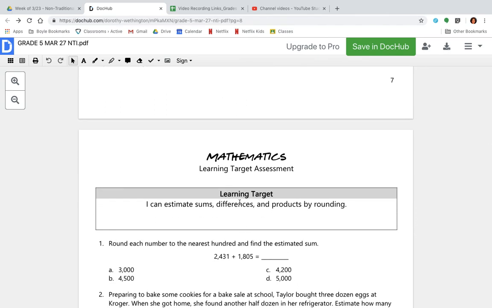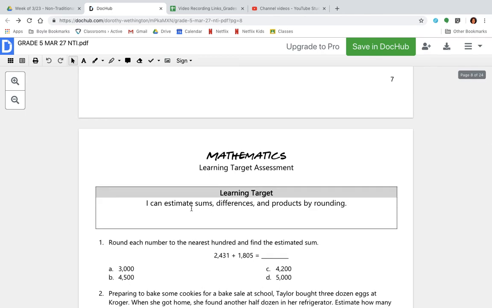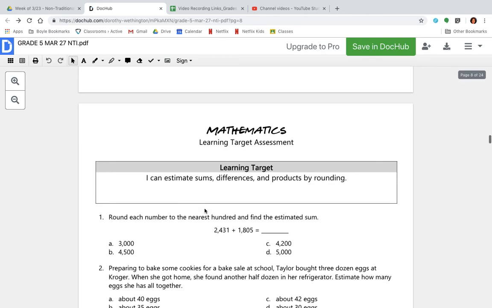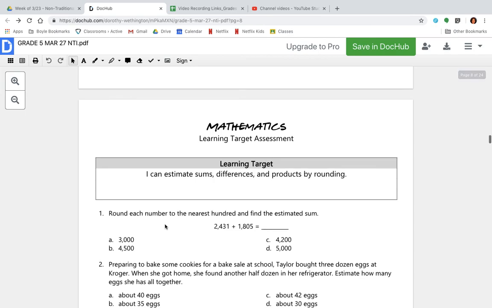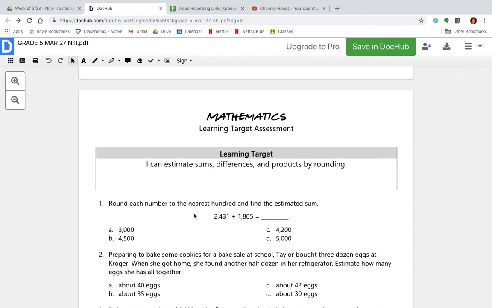Learning target assessment. Learning target. I can estimate sums, differences, and products by rounding. Number 1. Round each number to the nearest hundred and find the estimated sum. 2,431 plus 1,805 equals A. 3,000, B. 4,500, C. 4,200, or D. 5,000.